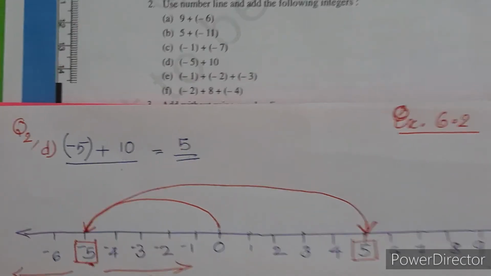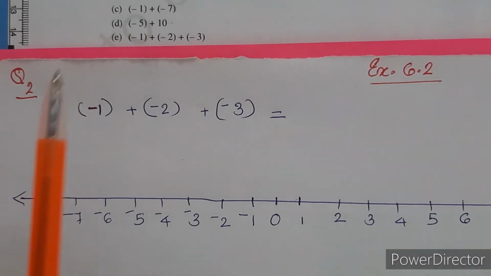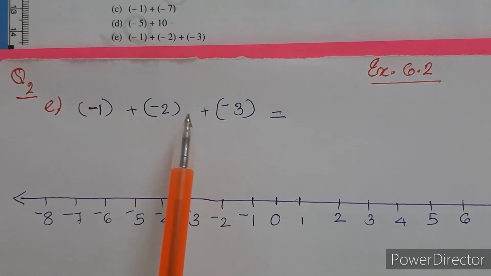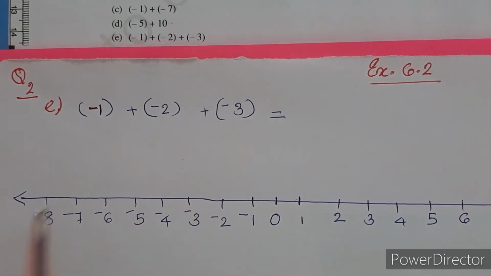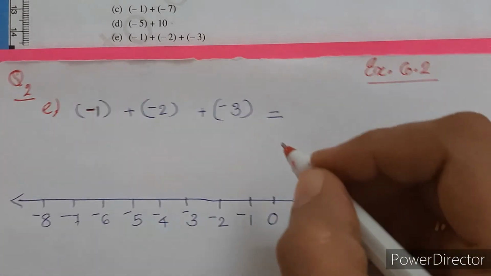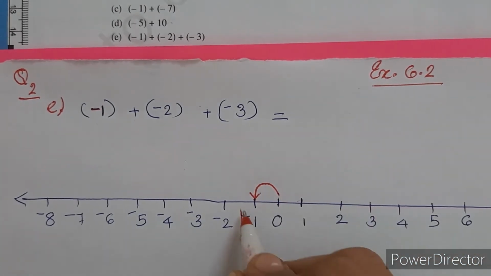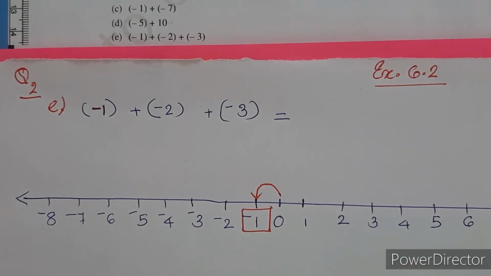Okay, children. Coming to E. The question is minus 1 plus minus 2 plus minus 3. These 3 are negative integers. Okay. So let us move to the number line. The first digit is minus 1. First we can plot minus 1 on the number line from 0. So first of all we can plot minus 1. Then this is minus 1. First point, that is minus 1, we can reach minus 1.